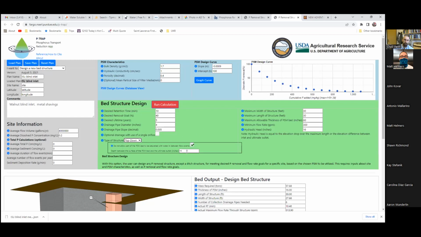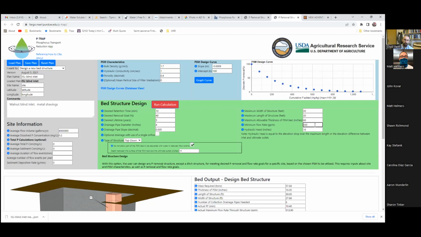We have to indicate how much hydraulic head, whether we want that bed to remain saturated with water in between events or not. In this case, I do not want it to be saturated in between events. Then we indicate how much area we're willing to sacrifice. I'm going to say we're willing to give up 30 foot by 30 foot. It's underground. And I say the maximum thickness of my bed I'm willing to make it is 60 inches. And the flow rate, I want to be able to handle at least 300 gallons per minute.